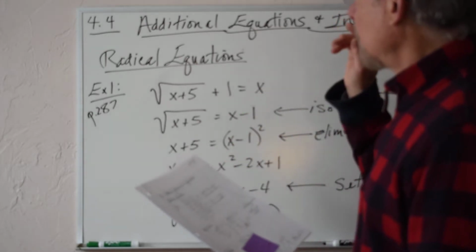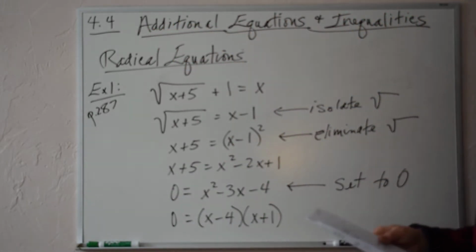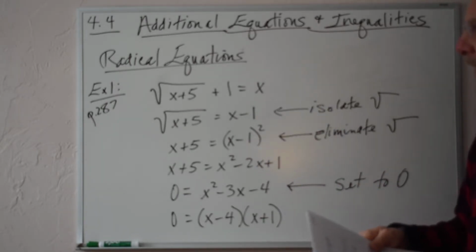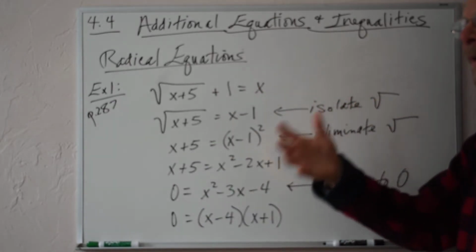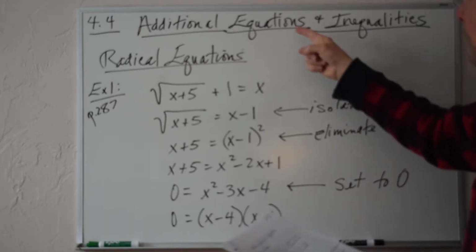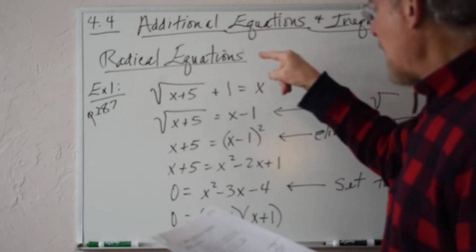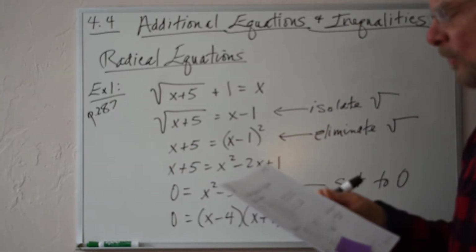Okay, our title for this section is Additional Equations and Inequalities. So this is related to the quadratic stuff we've been doing and the absolute value stuff we've been doing, but just some variations that can happen in these problems, including changing from equations to inequalities. We're going to start with radical equations. Look at example 1 on page 287.